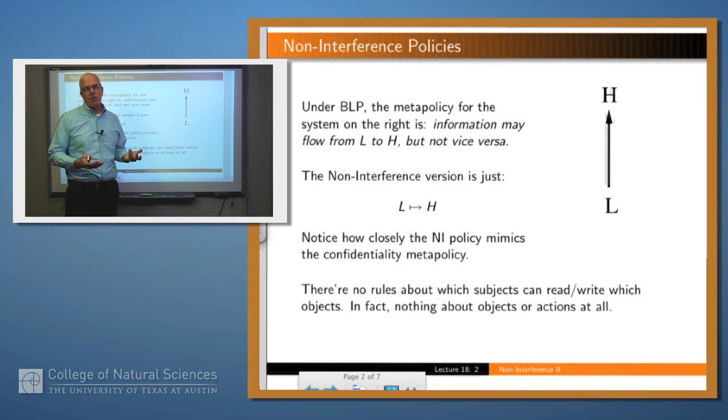And so in the non-interference version of that, our policy is very simple. We just say that L is allowed to interfere with H. And allowed to interfere with, if you recall, means that information can flow from L to H. And since we didn't say that information could flow from H to L, then that's precluded. Okay, so notice that, very simple policy. It matches very closely what we said was the meta policy for this system. And we didn't have to worry about things like who can read what and who can write what, as we did in Bell and LaPadula.